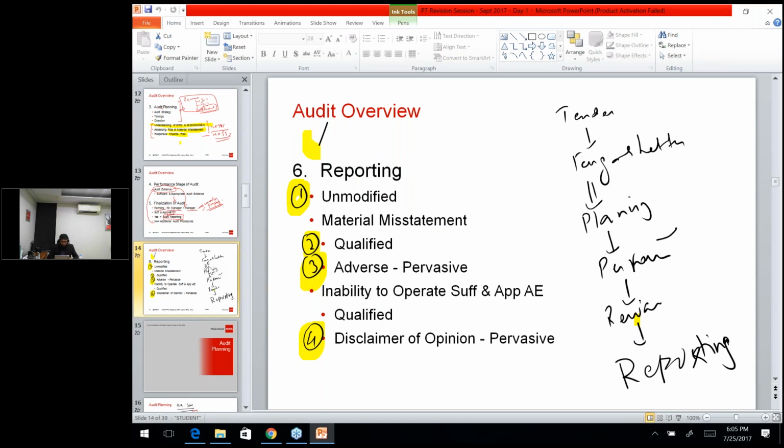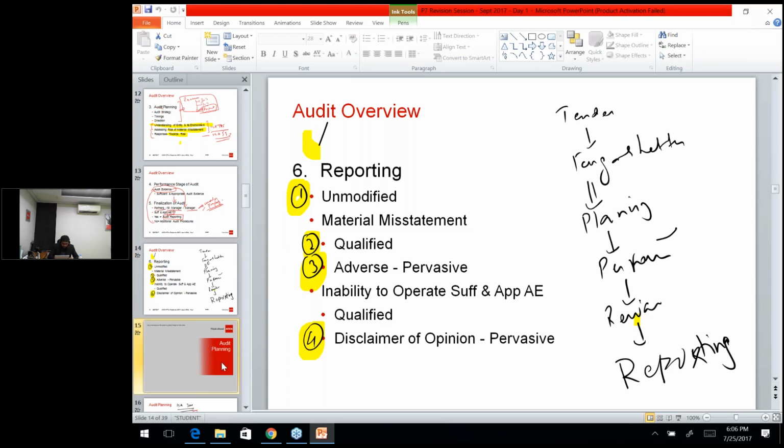We talked about the reporting stage, where you can have multiple types of reports, which could be a modified report or an unmodified report, which could be a qualified report. We talked about all these things.